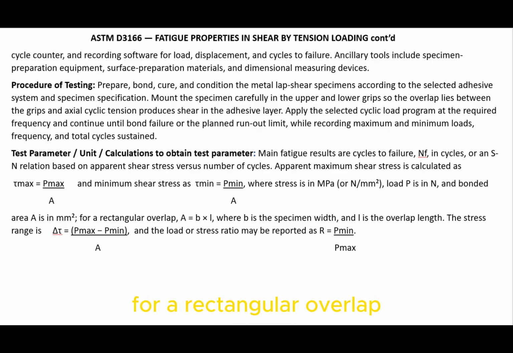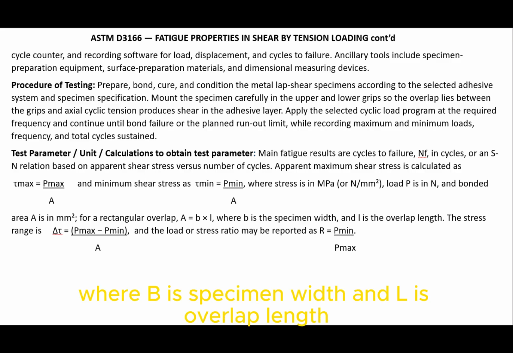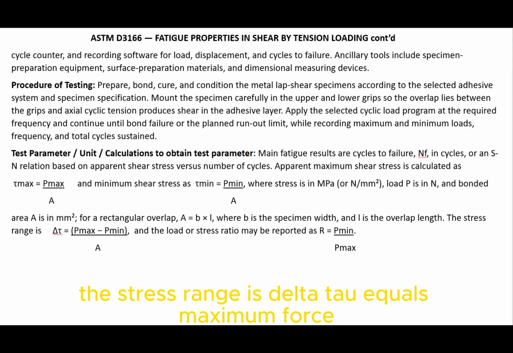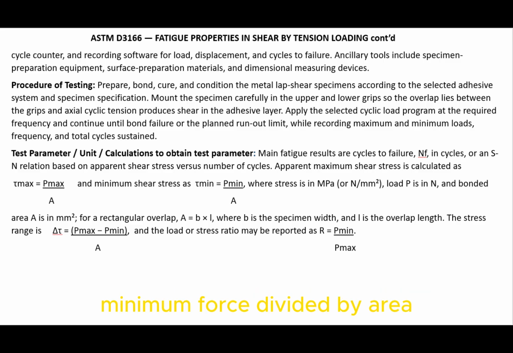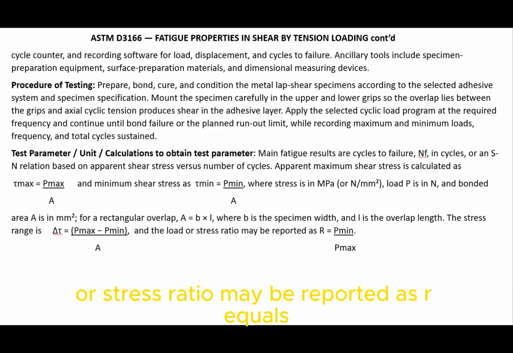For a rectangular overlap, A equals B times L, where B is specimen width and L is overlap length. The stress range is delta tau equals maximum force minus minimum force, divided by area, and the load or stress ratio may be reported as R equals minimum force divided by maximum force.